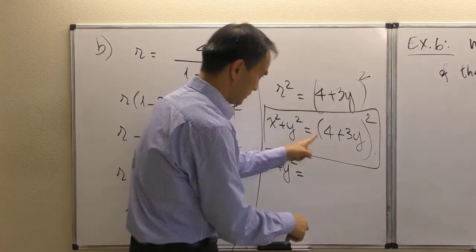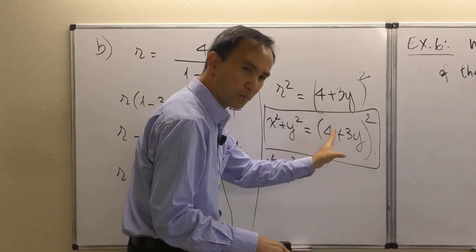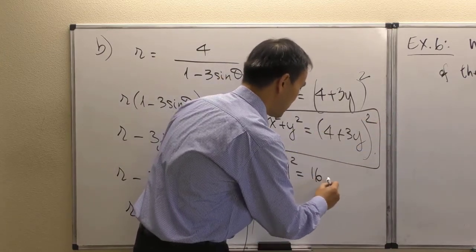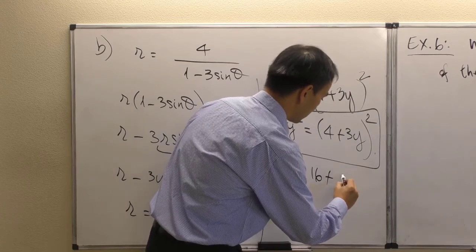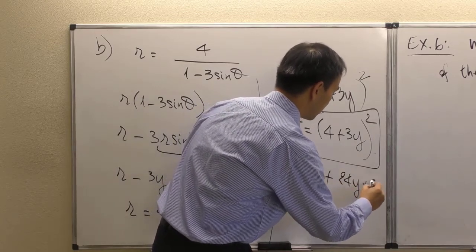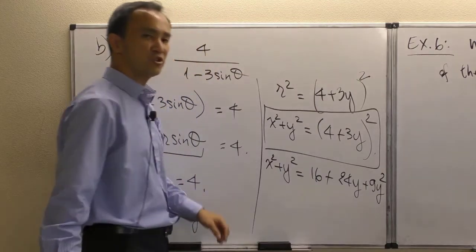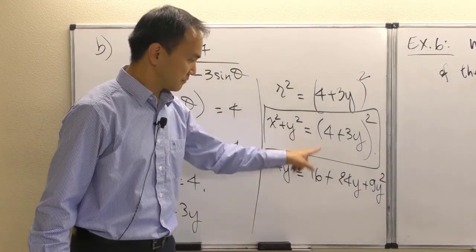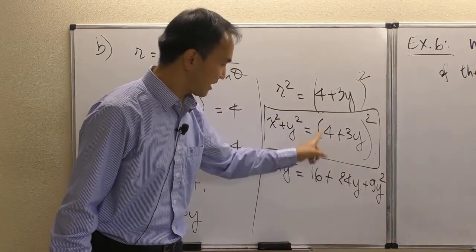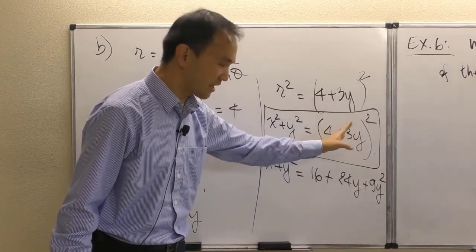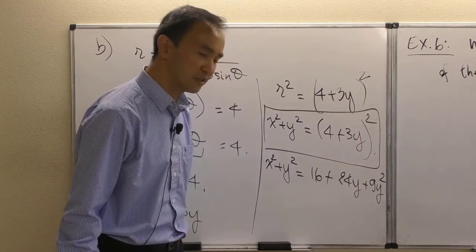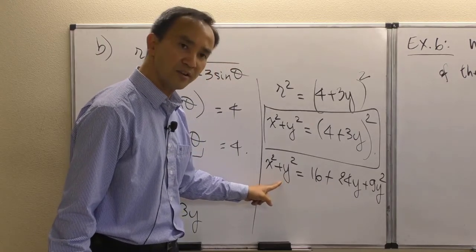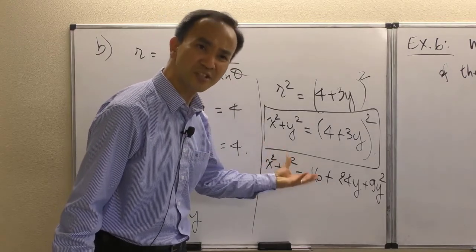That equals, foiling out, think of that as 4 plus 3y times 4 plus 3y. Multiplying that out, we're looking at 16 plus 24y plus 9y squared. You can always double check my FOIL work as well. After I FOIL out the two identical factors and combine like terms, the 9y squared will cancel with the 9y squared on the left. So we come up with a nicer equation.